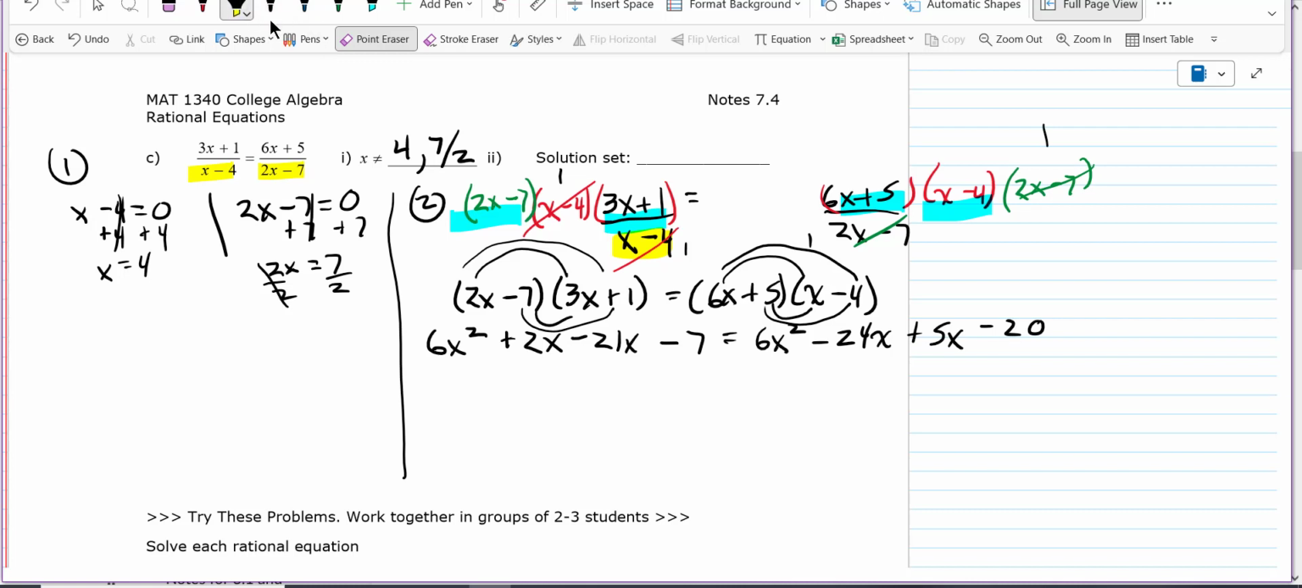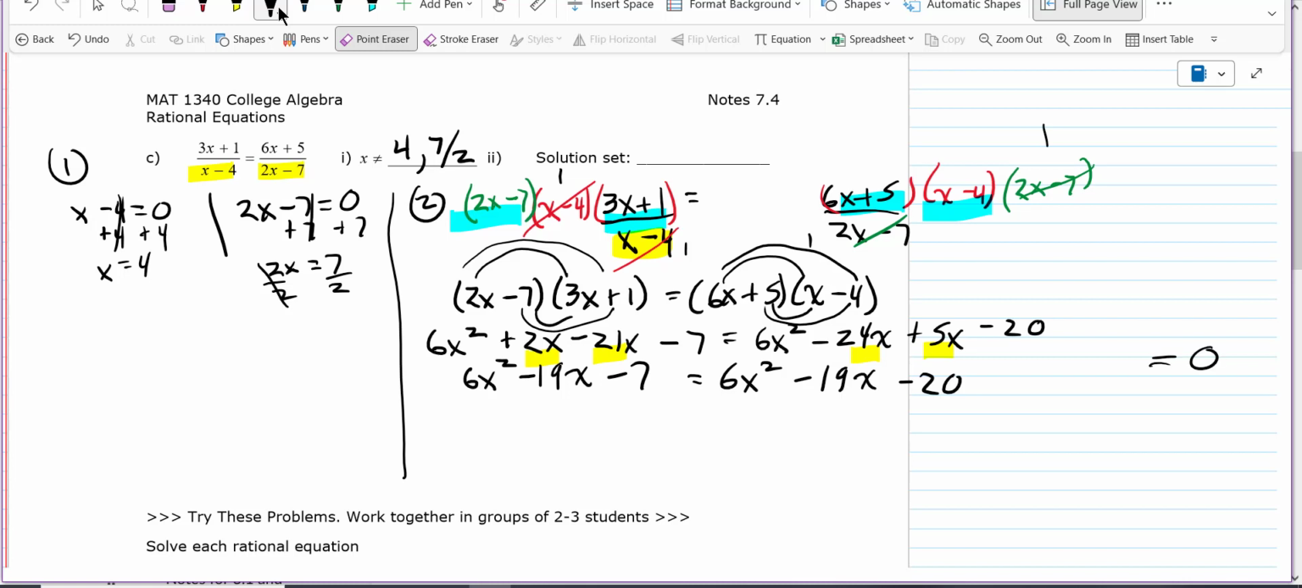Okay. Next thing I spot is each side has some like terms. So I'm going to combine those. That's going to give me 6x squared minus 19x minus 7 equals 6x squared minus 19x and then minus 20. Okay, so you want to put together those like terms. This is going to be kind of an interesting equation here. What's going to happen is going to be a little unusual. Okay, so now this is a quadratic equation.